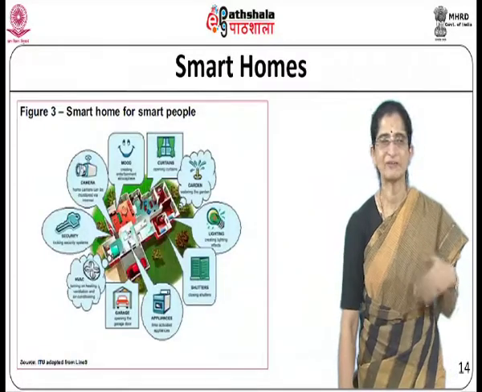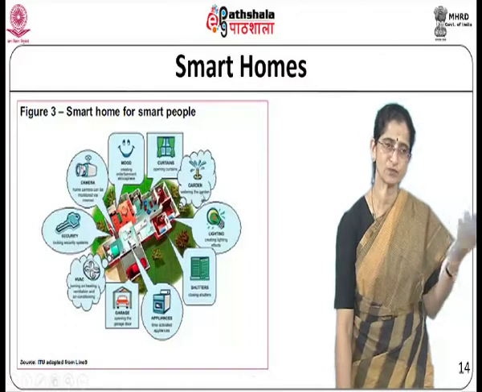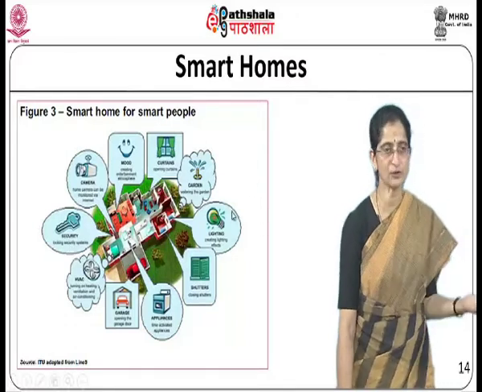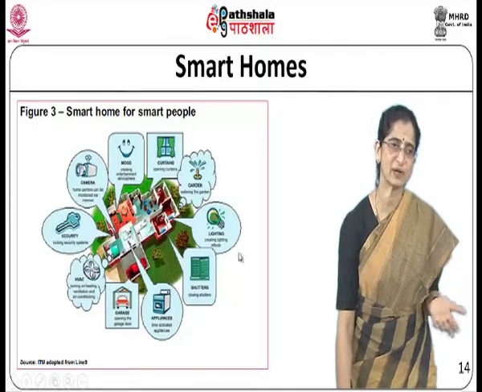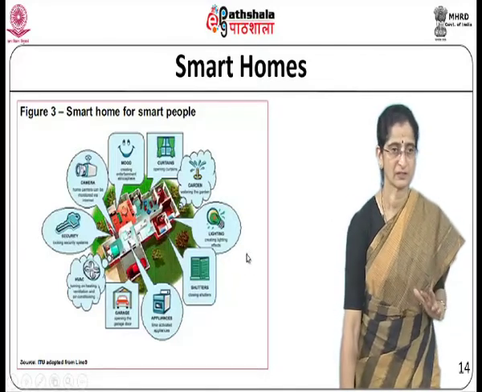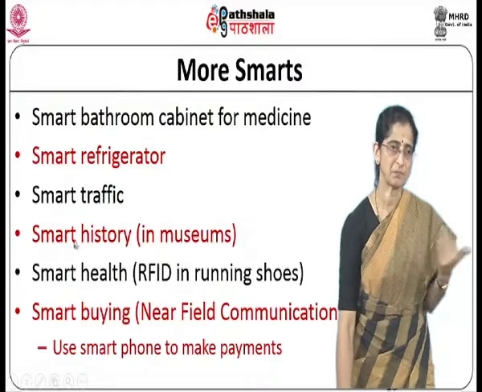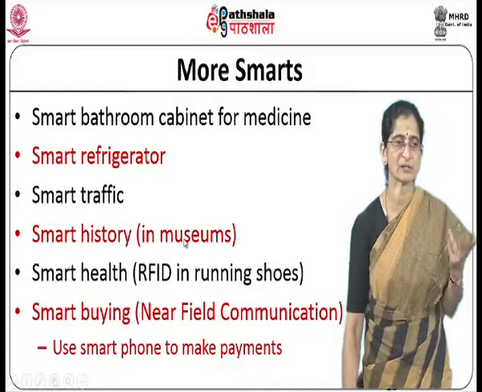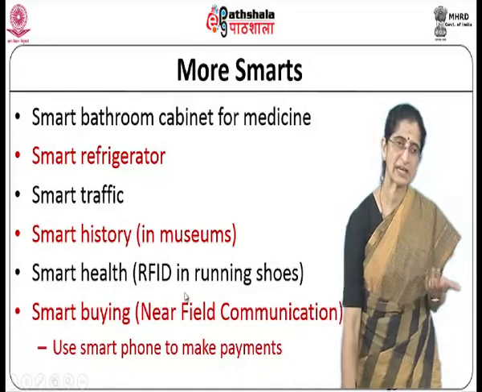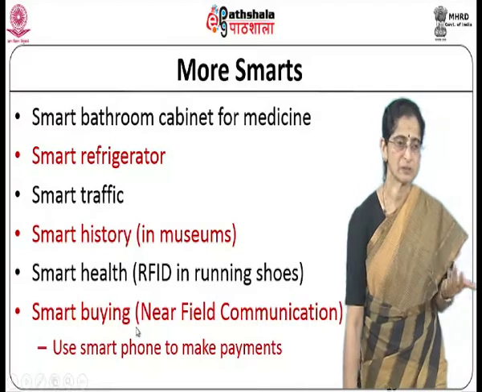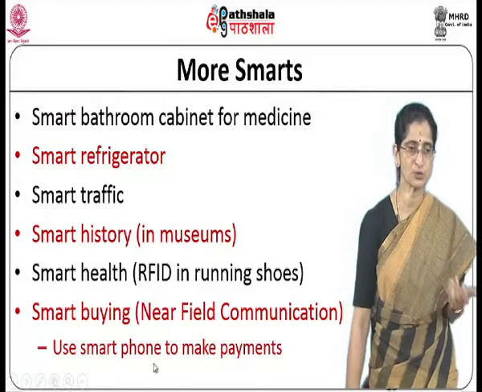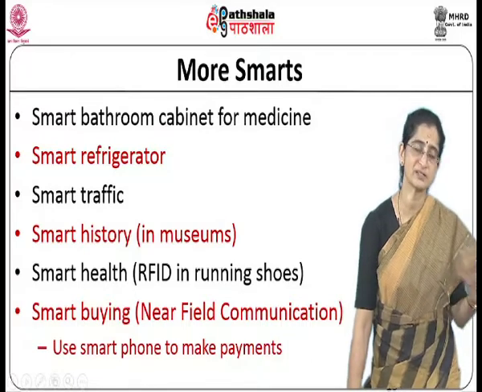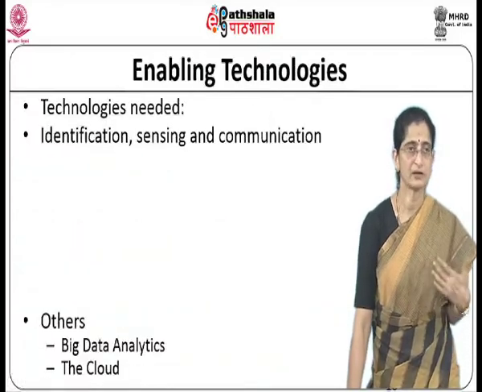So basically we are talking about everything getting smarter. Smart home for smart people. You will have a camera, your curtains could be smart, your garden could be smart. Anything and everything that you have in your home could be smart. More smart things people are looking at could be a smart bathroom cabinet for medicine, smart refrigerator, smart traffic, smart history in museums, smart health, RFID in running shoes, smart buying using near field communication, where you use your smartphone to make payments. All these are smart technologies that have already started coming in, enabled by IoT technology.